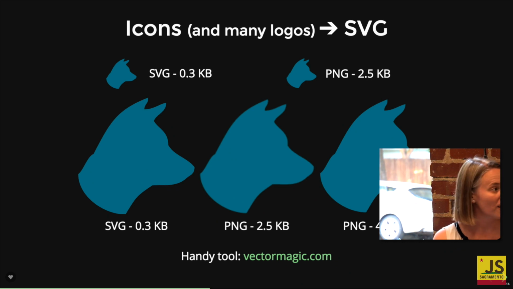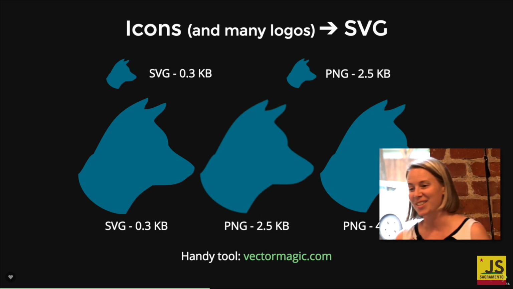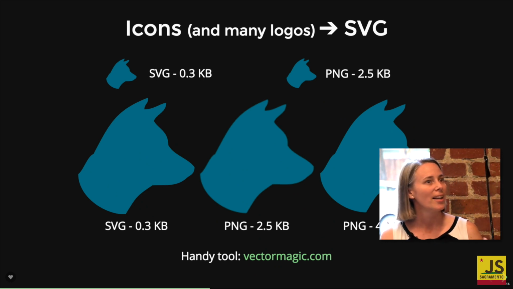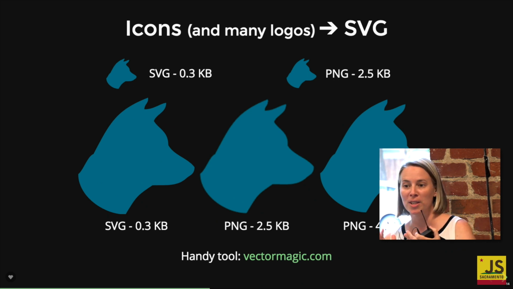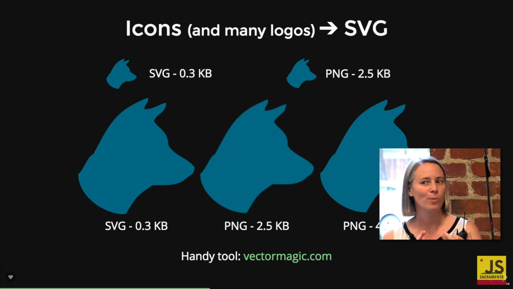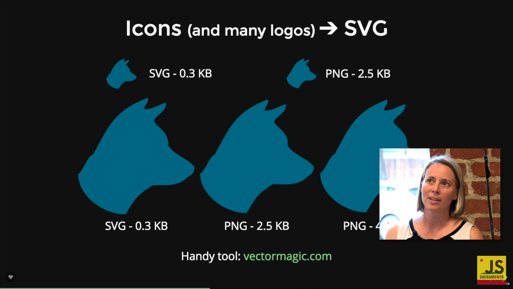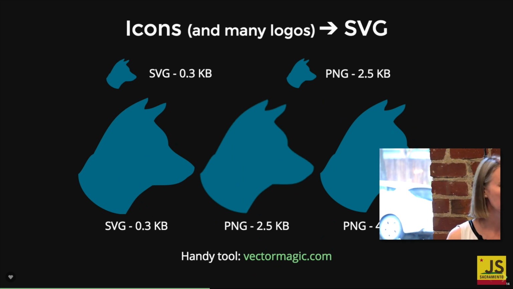Now, I did put another note for a handy tool. Vector Magic is a really cool one for if you have a shape and you want to convert it to a vector image. Vector Magic works really well at that. You can do it in Illustrator or other things like that. Vector Magic does work better, I find. But if you do more than one, they will charge you for it.